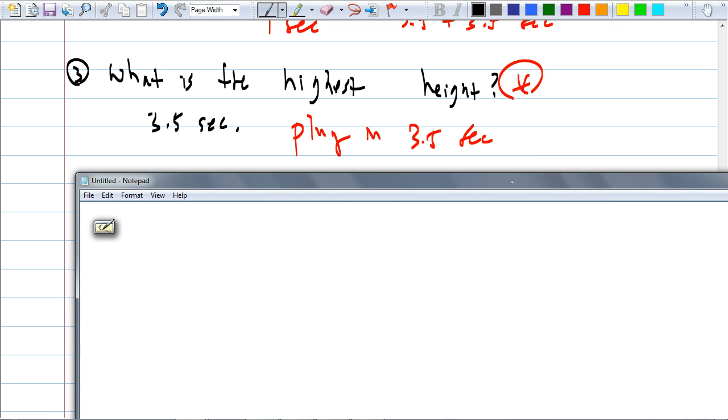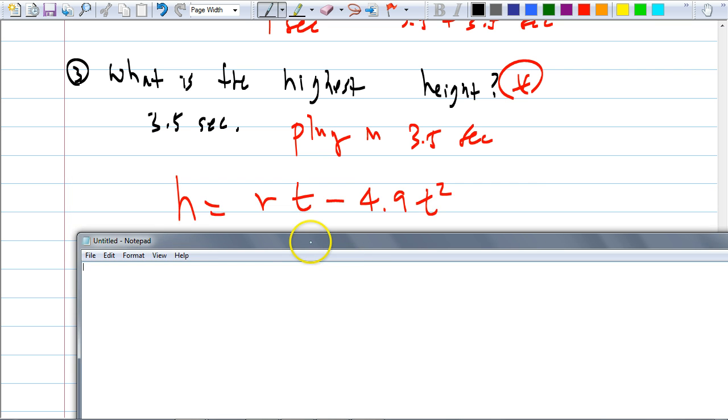Because every 2 seconds it goes up 49 meters. So actually, to find the highest height, you plug in 3.5 into the formula, right? Why do we plug in 3.5? Where did I get 3.5 from? That's the time it takes to reach the highest point, right?